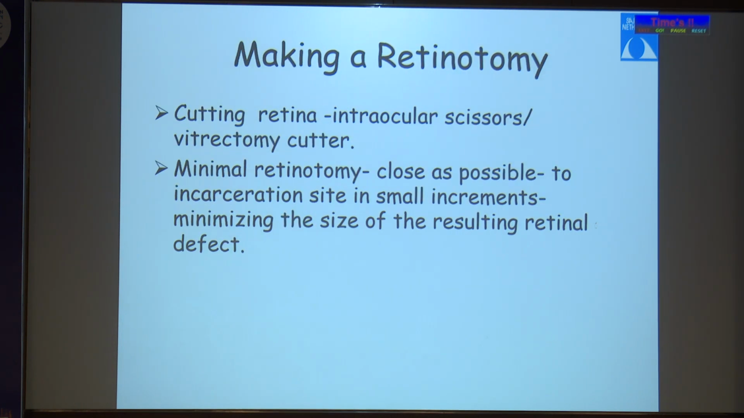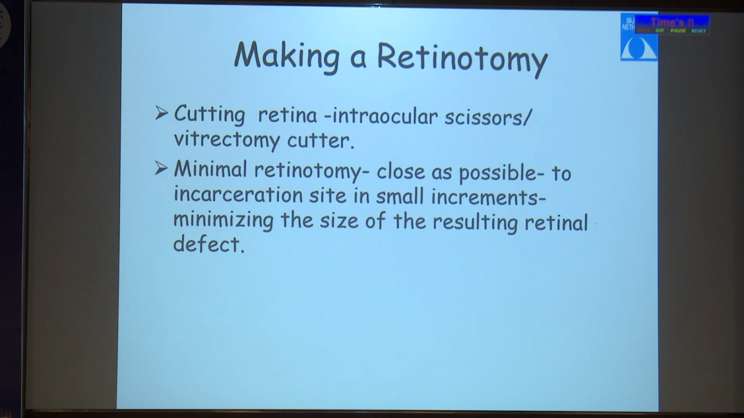Now, how do you make the retinotomy? You may use a scissors or a vitrector. Some of us may even use a flute. That's the personal choice of the surgeon. And how do you minimize your retinotomy? You must be as close as possible to the incarcerated site in small increments. You don't go zooming past, go in slow segments, so as to minimize the size of the resulting retinal defect.